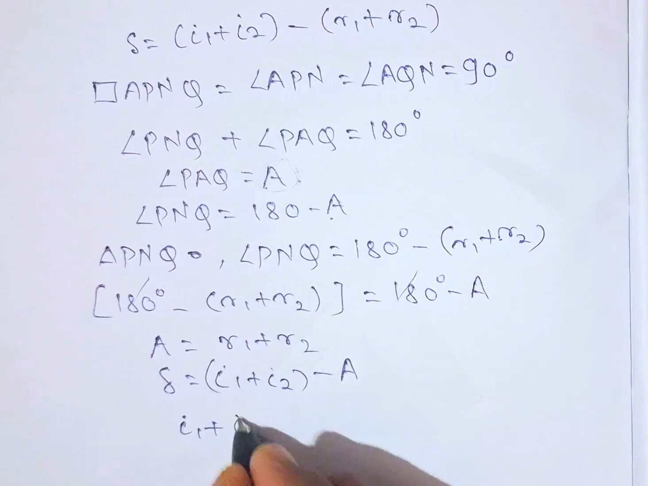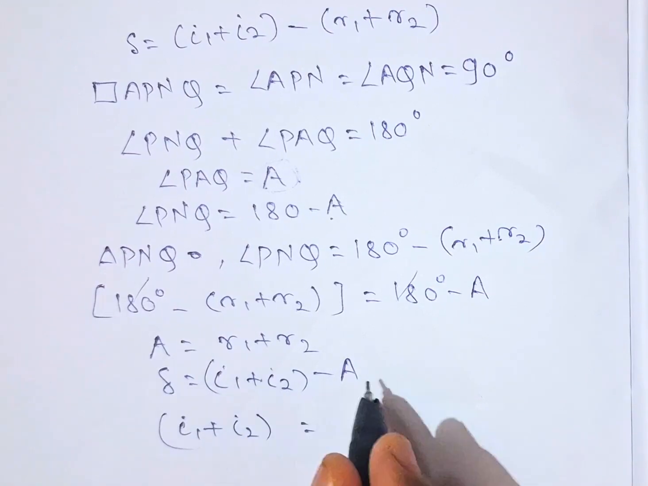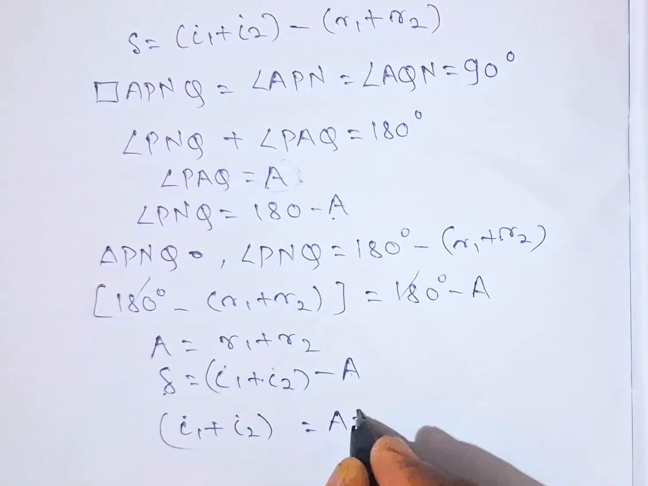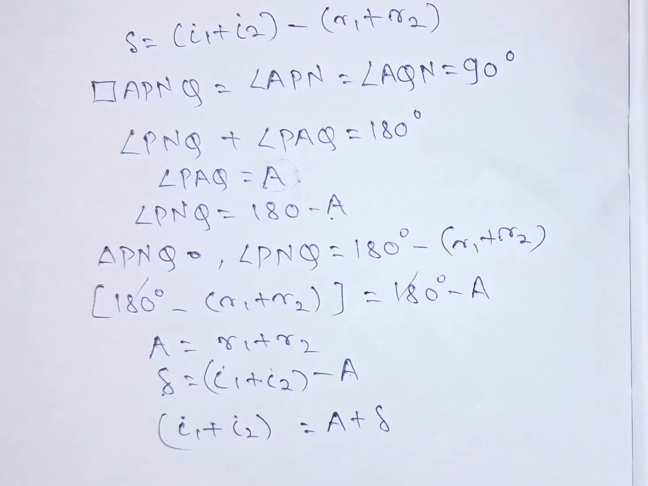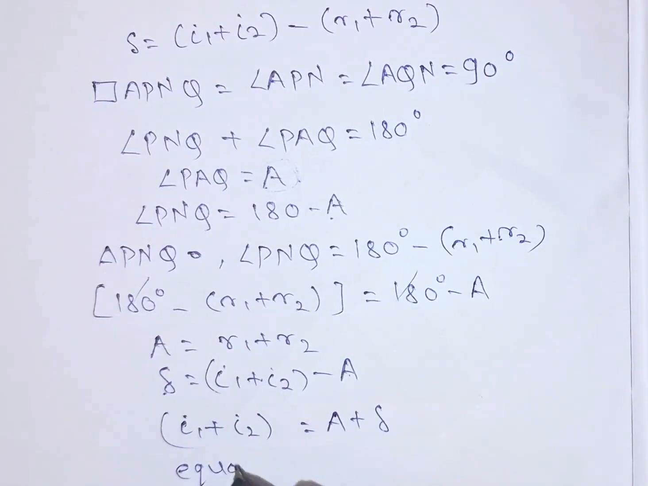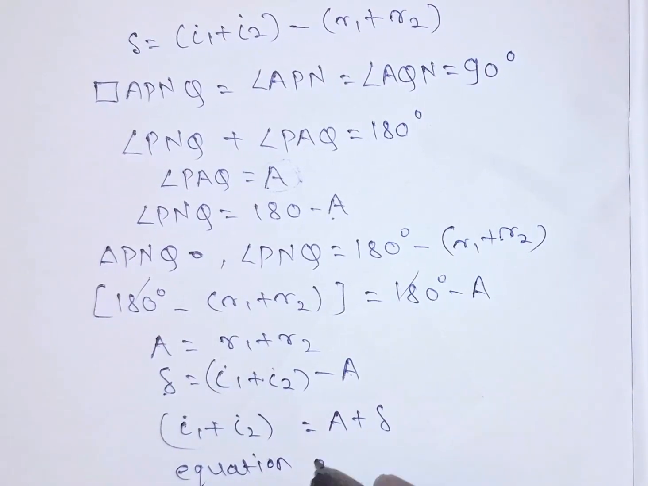From here we get I1 plus I2 equals A plus delta. So here is the equation of prism.